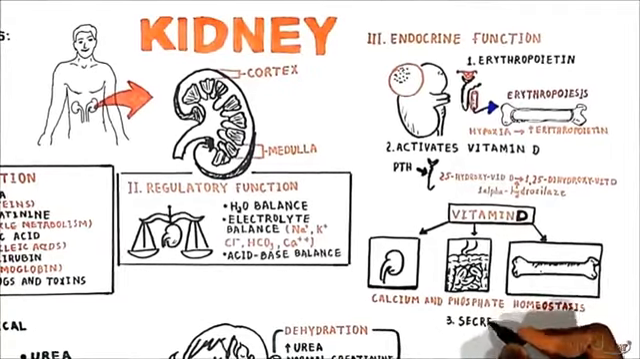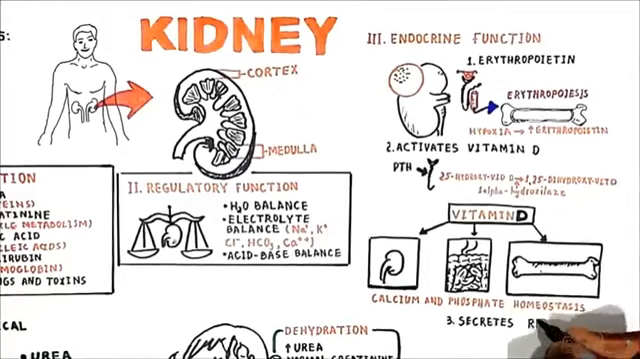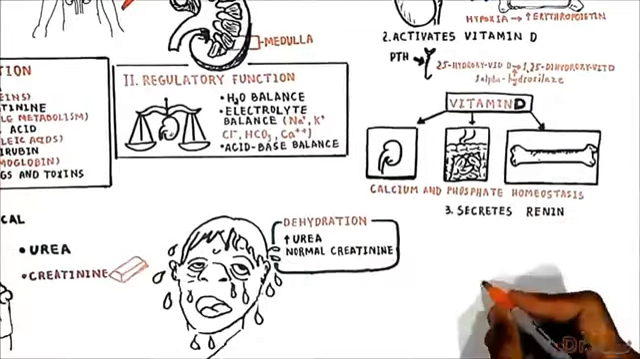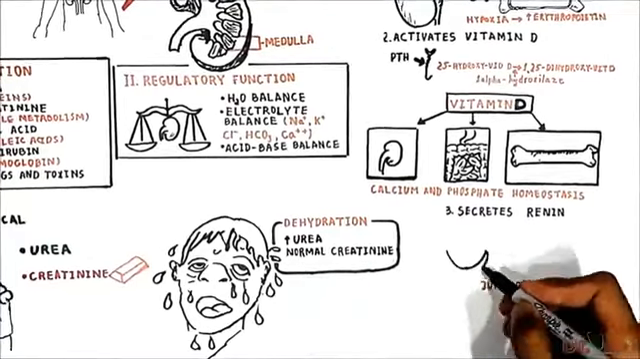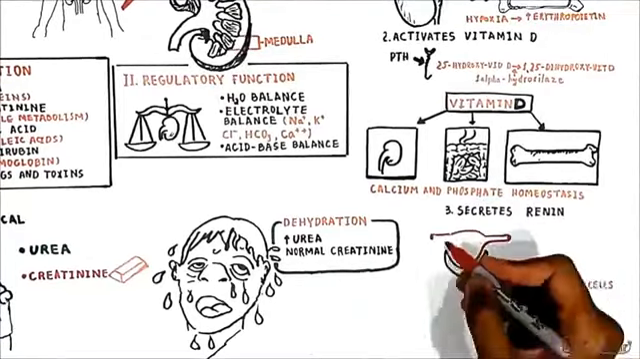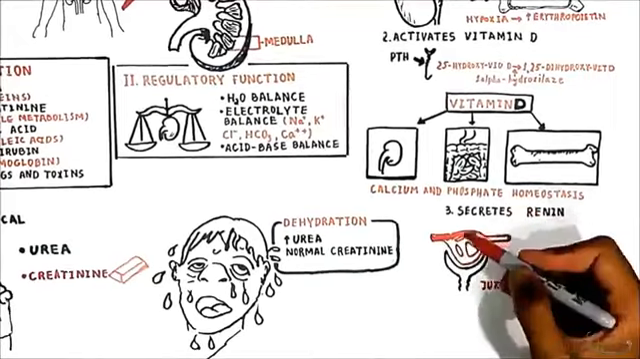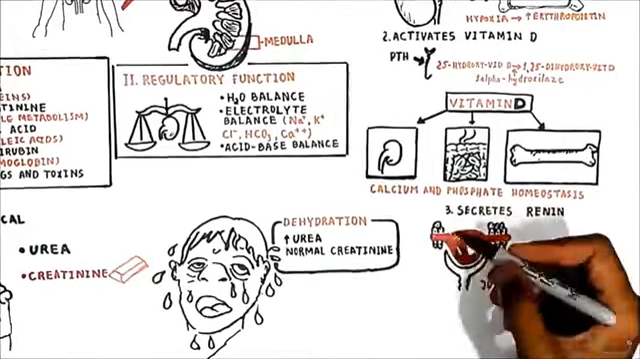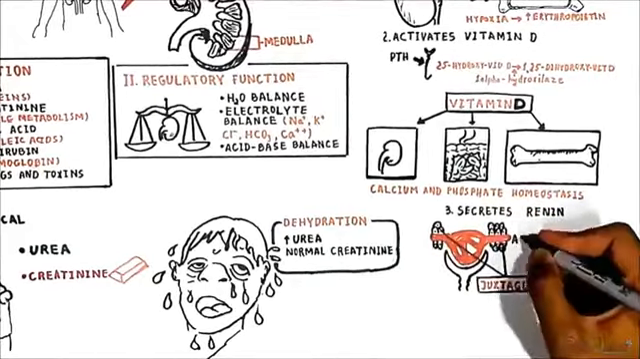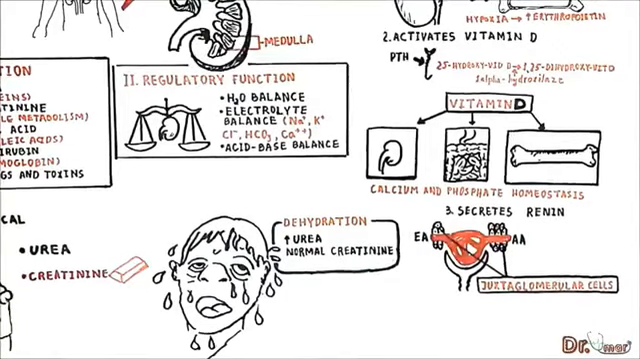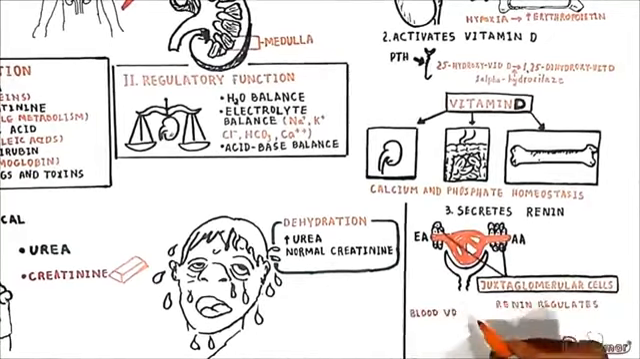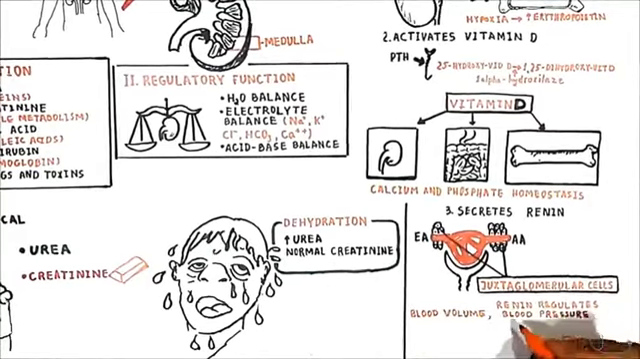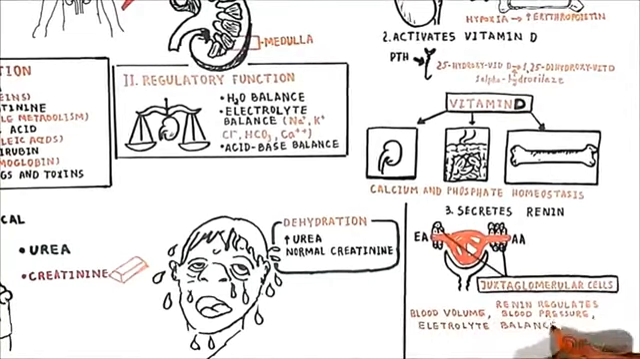The third endocrine function of the kidney is renin secretion. This enzyme is produced by juxtaglomerular cells. The juxtaglomerular cells are specialized smooth muscle cells, mainly in the walls of the afferent arterioles and some in the efferent arterioles that deliver blood to the glomerulus. Renin regulates blood volume, blood pressure, and electrolyte balance.